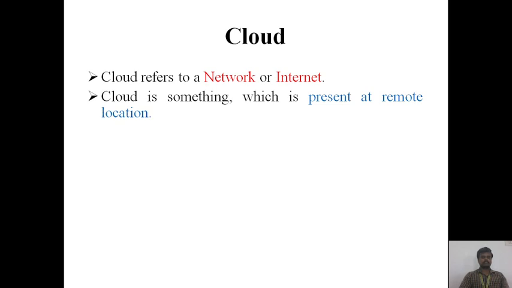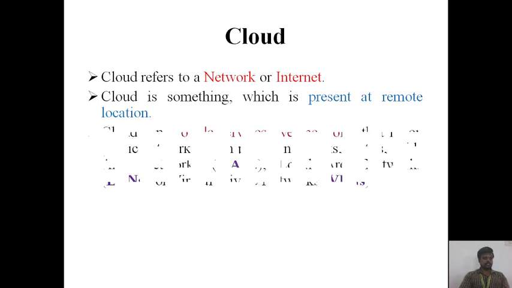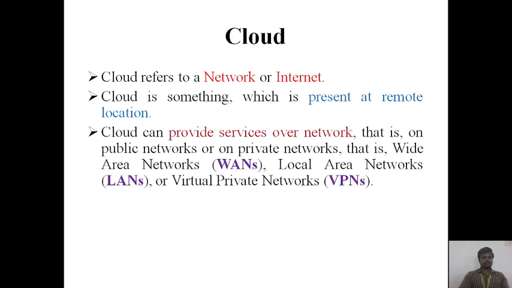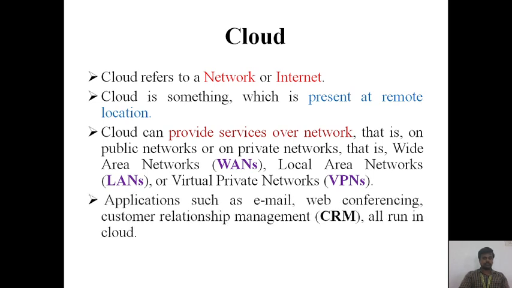Cloud is something which is present at a remote location. Cloud is invisible to the users. Through the internet, you are going to connect to that particular cloud and take the data from that remote location. What is it providing? It provides services over the network. That network may be a LAN, WAN or virtual private network. Some of the applications while you are implementing cloud computing are email, web conferencing, and customer relationship management. All are running in your cloud environments.